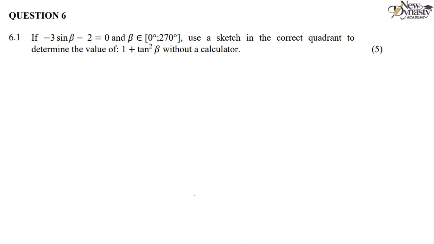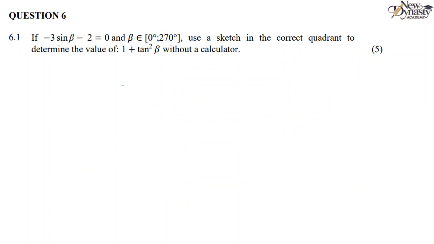Now the next question, that is trigonometry. Question 6, trigonometry, 6.1. It says if negative 3 sine beta minus 2 equals 0, and beta is an element of that restriction from 0 to 270, or the domain, use the sketch in the correct quadrant to determine the value of 1 plus tan squared beta without using a calculator. So in this case, you just have to use the sketch to do that.